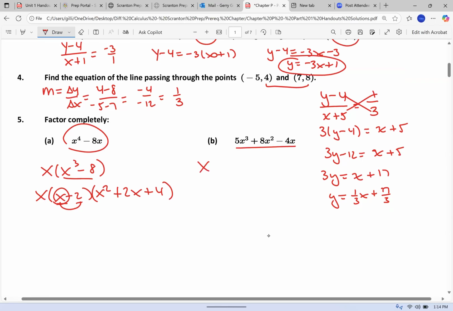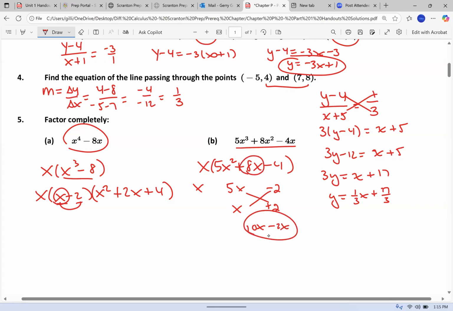Here, I'm going to take out an x, which leaves 5x squared plus 8x minus 4. I'm going to try my pull-down method here of those factors. I'm going to try 2 and 2, plus and minus. So this will give me 10x minus 2x, which will give me the positive 8x. But my answer will be written as x times 5x minus 2 times x plus 2.